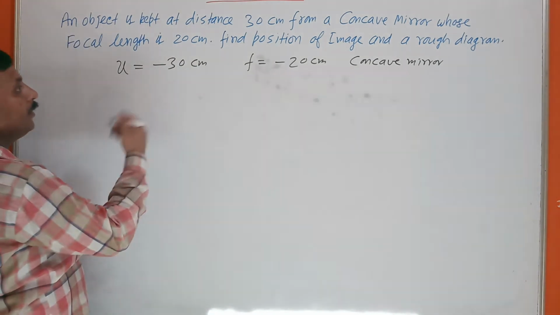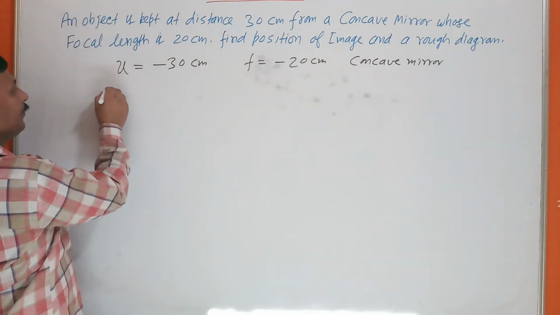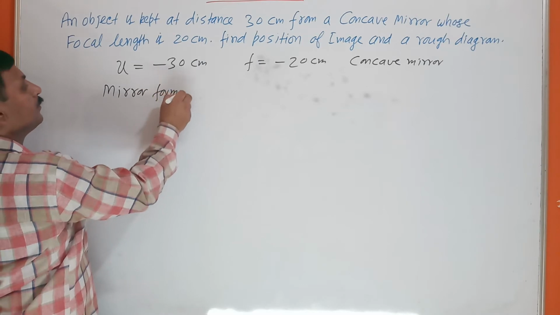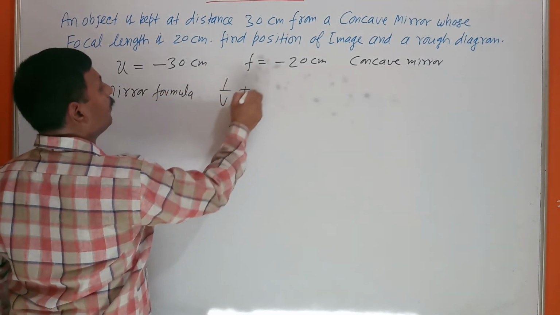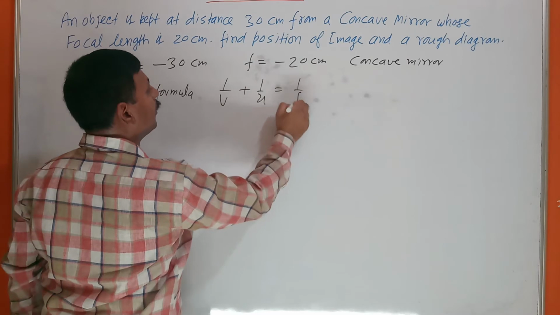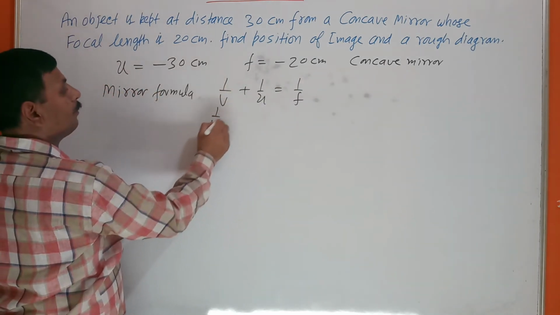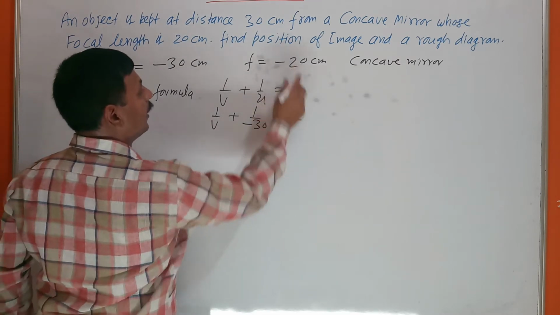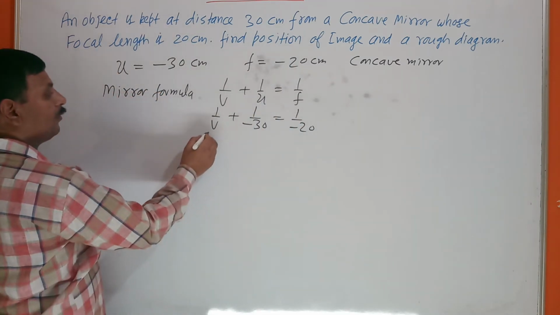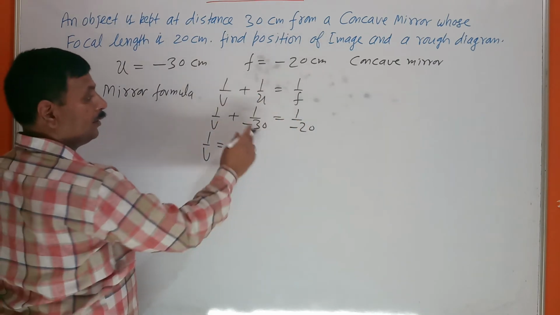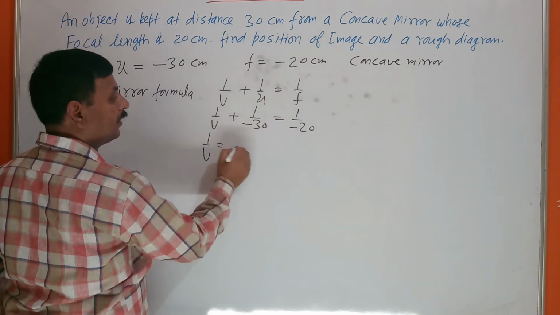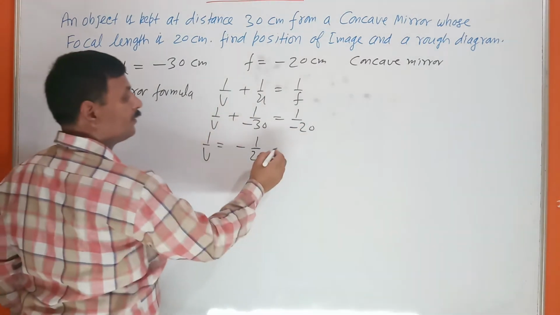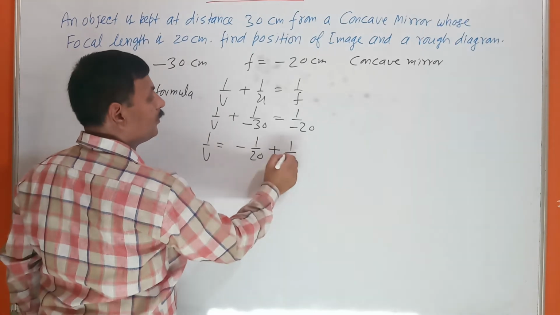So see here, what will be the position of the image? By mirror formula, 1 upon v plus 1 upon u is equal to 1 upon f. 1 upon v, u is minus 30, 1 upon f is minus 20. If you solve it, this you have taken to the right hand side, minus 1 upon 20. This minus plus minus, it will go, that becomes positive.